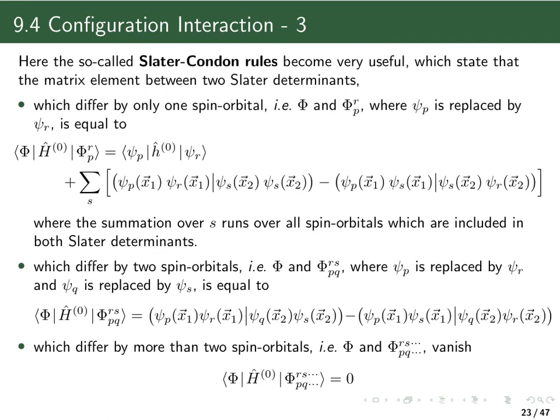The last result is very useful because it means that from this large configuration interaction matrix H, all the parts where the two Slater determinants differ by more than two spin orbitals, we know that the result is zero. We don't actually need to evaluate this matrix element explicitly. We only have to look at how large the difference in terms of spin orbitals is between the two Slater determinants, and if it's larger than two, we know it's zero. And for the ones where it's not larger than two, we have these rather simple expressions here and here.